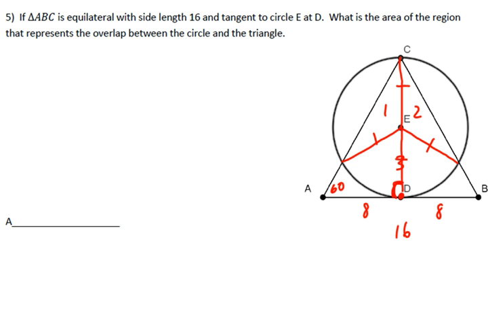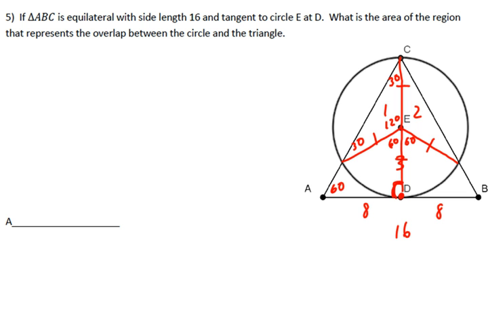And since we know that that is 60 degrees, then we know this is 30, which means this is 30, which means this is 120, which means this is 60, and this is 60. So our two triangles are these 30, 30, 120 isosceles triangles, and then our sector is a 120 degree sector.